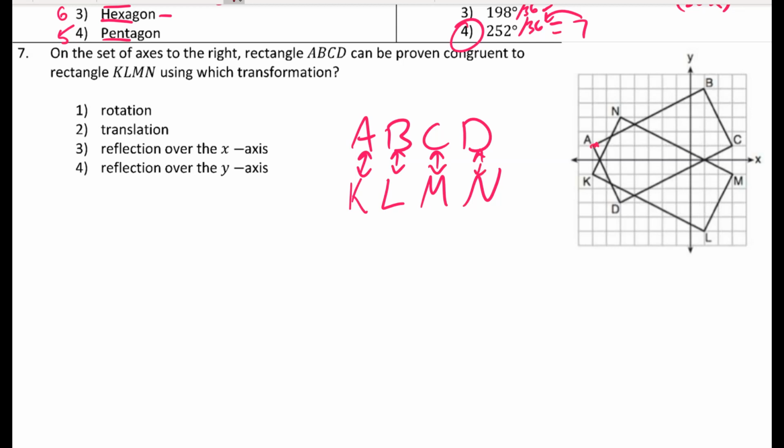So in order to get A to K, and D to N, and B to L, and C to M, I would have to reflect it over the x-axis. A rotation wouldn't help me there because it would send A to N, but I know A needs to go to K because of the order of the letters that they gave me. So to me, that's going to be a reflection over the x-axis.